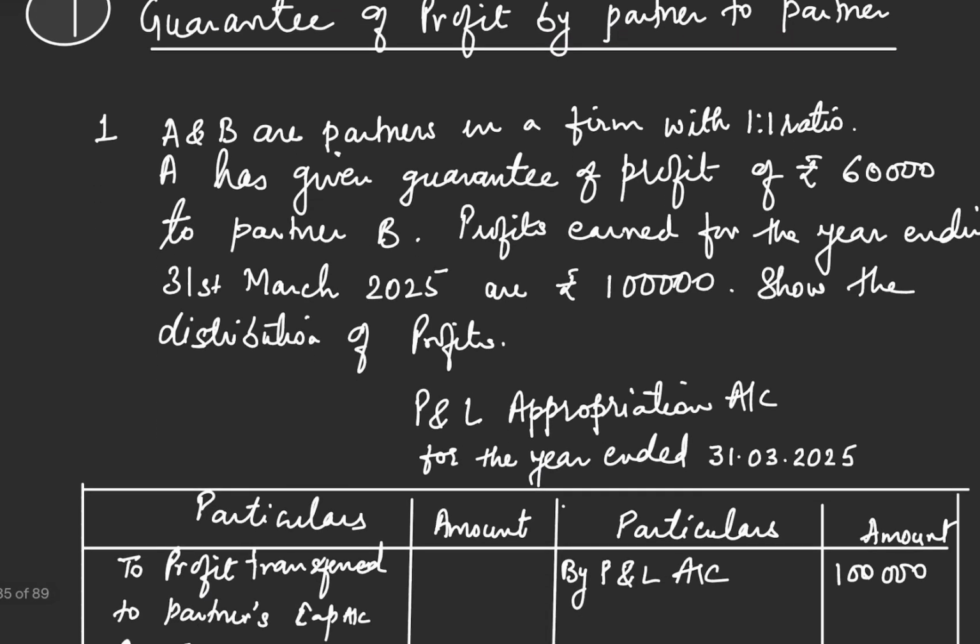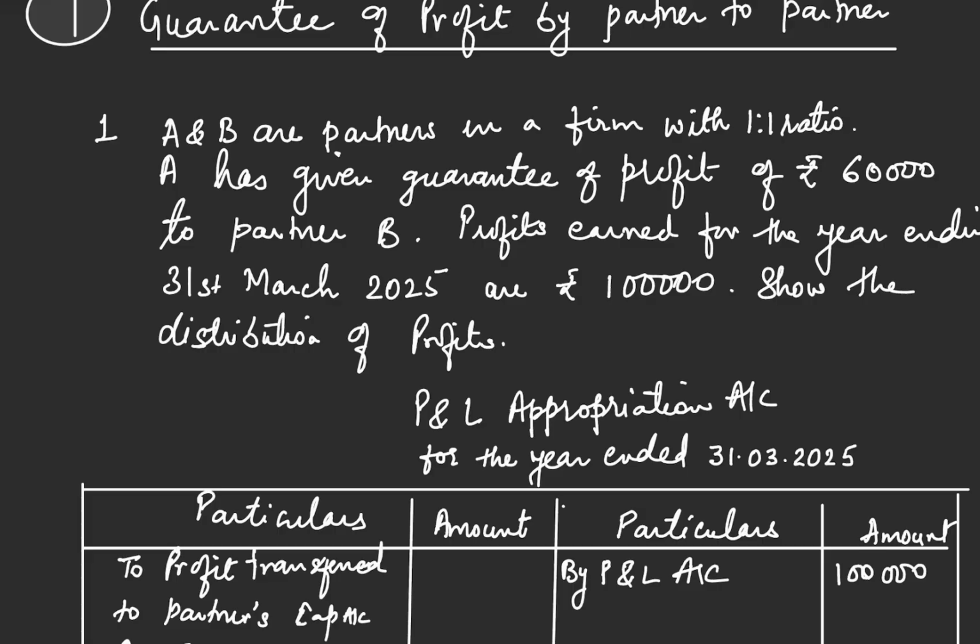So here let us assume A and B are partners in a firm with equal ratios. A has given guarantee of profits of rupees 60,000 to partner B. Profits earned for the year ending 31st March 2025 are rupees 1 lakh. Show the distribution of profits.